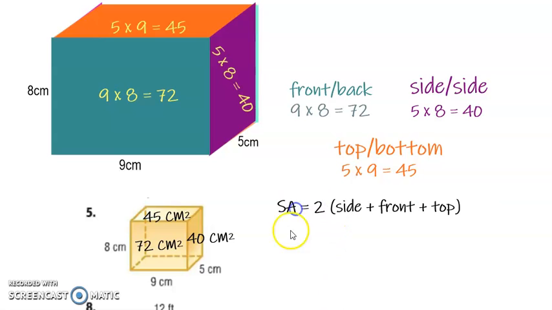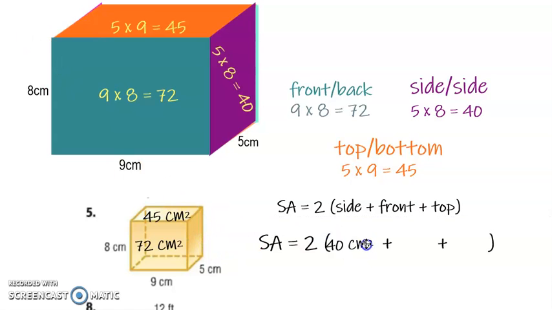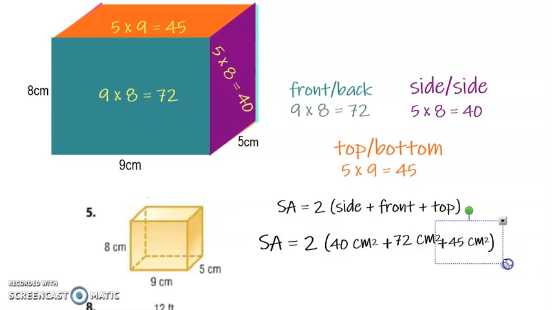So here's what I did. I would figure out a side. Okay, let's go ahead and put that in there. I know my sides are 42 square centimeters. I know my front is 72 square centimeters. And I know that I've got a 45 square centimeters there too. And I just add them up, and I multiply by 2.